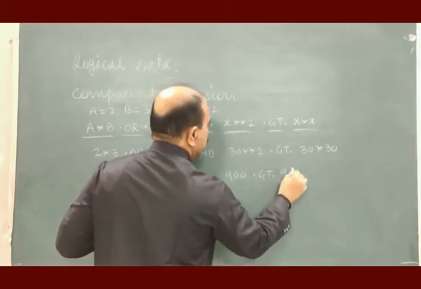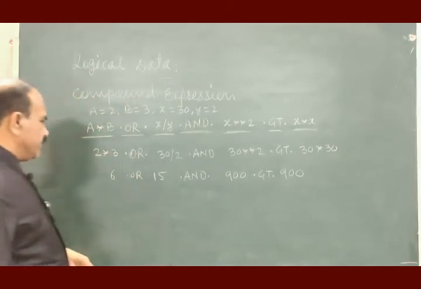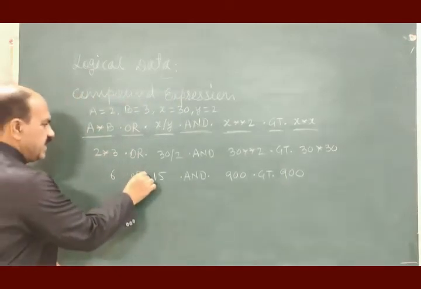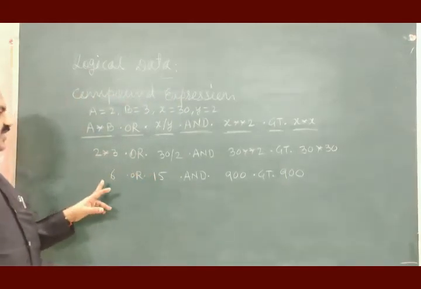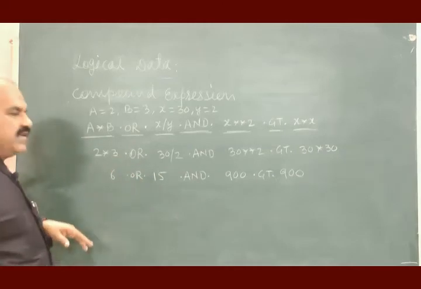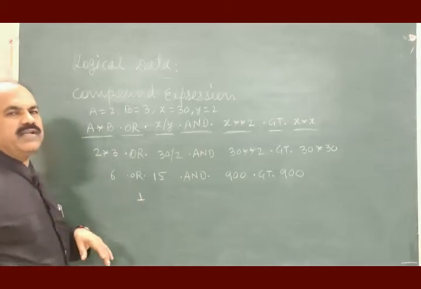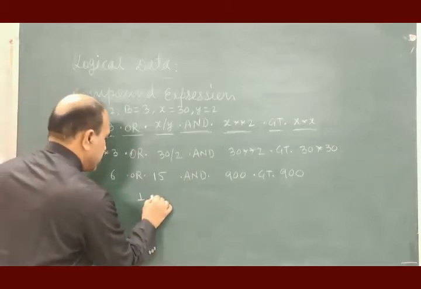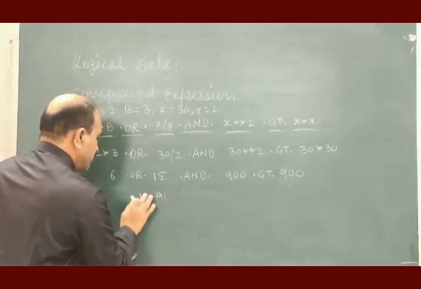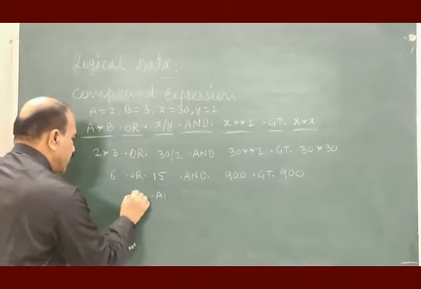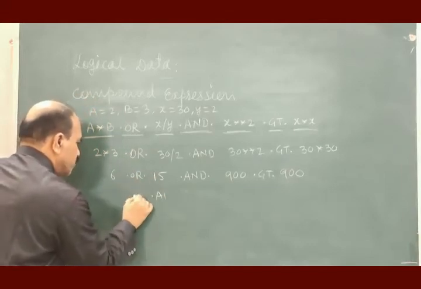This is also 900. 6 or 15. 6 is high, 15 is high. The result of this may be taken as one in binary, and instead of high, let me write true here for these two. True.